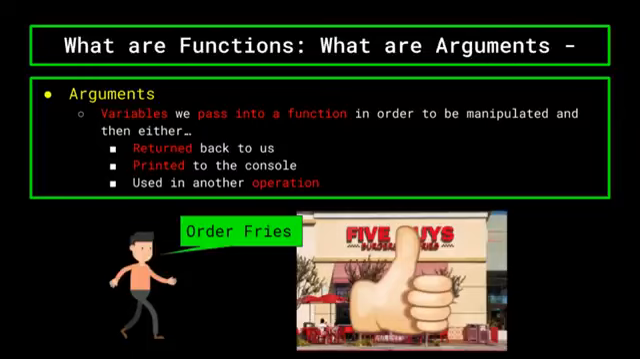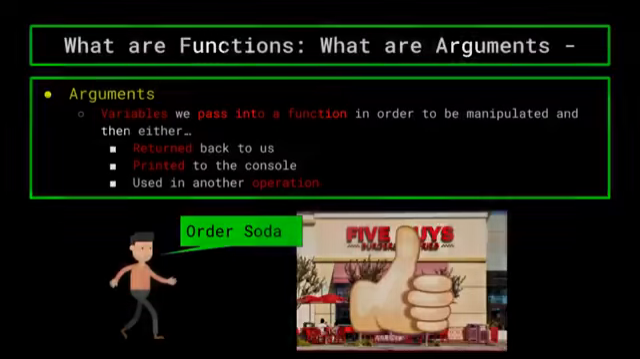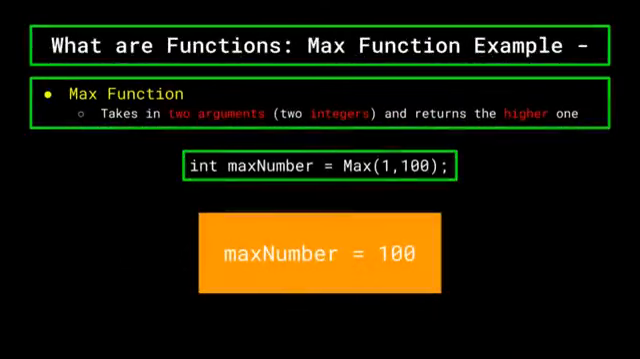You should also note that the argument can be many different things. It could be fries, burgers, sodas, really anything on the menu, and such is the case with arguments in programming. Arguments can be strings, integers, arrays, pretty much anything. As an example of a function that takes in arguments, let's look at the max function, which takes in 2 integers as arguments and returns the maximum number between the 2.